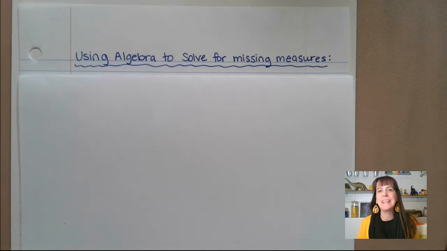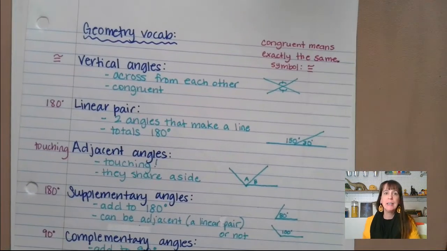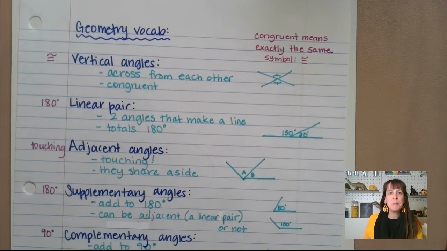Hi friends, welcome back. In this video, we're going to talk about using algebra to solve for missing measures. Now, before we can dive into that, I just want to do a quick refresh on vocabulary. Grab that vocab notebook and make sure that you write these things down. These are going to be important.